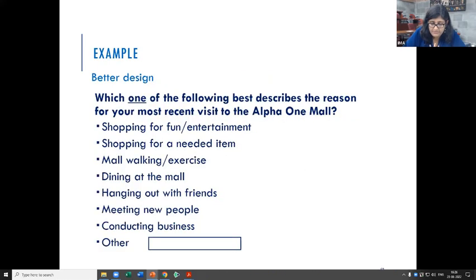A much better way to write out this question is like this, where the question stem is different from the answer choices. The question is in bold, and you have underlined specific information that you want, which is you only want one answer. Here, when you write other, you have also given a box so that the person can fill out what that other is.